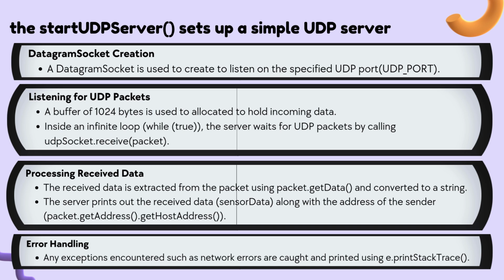Processing received data. The received data is extracted from the packet using packet get data and converted to a string. The server prints out the received data, which is sensor data, along with the address of the sender, which is packet get address, get host address. Error handling. Any exceptions encountered, such as network errors, are caught and printed using e.printStackTrace.